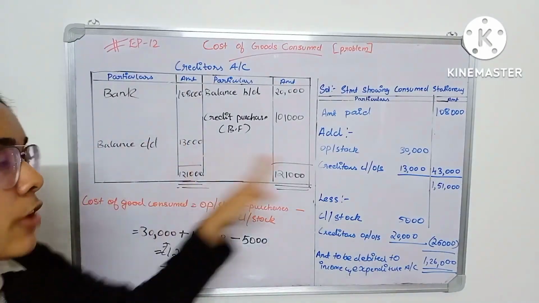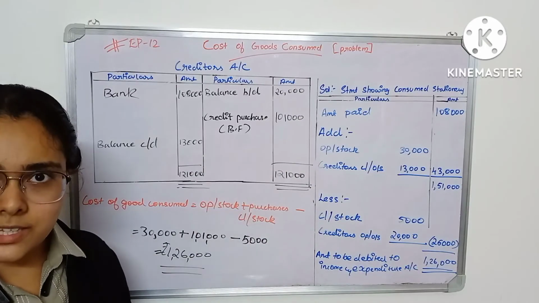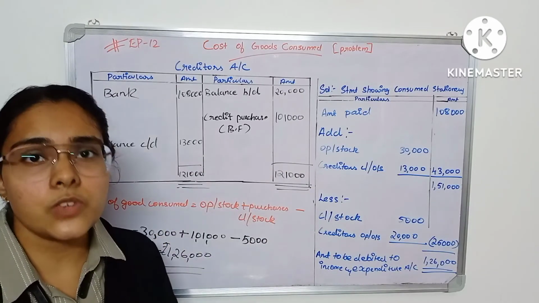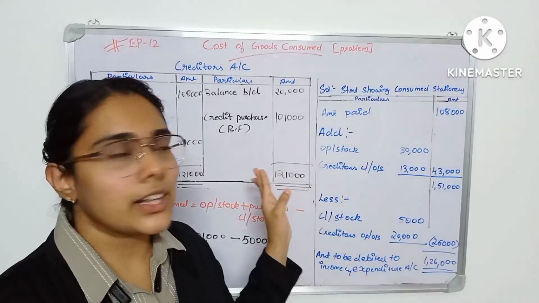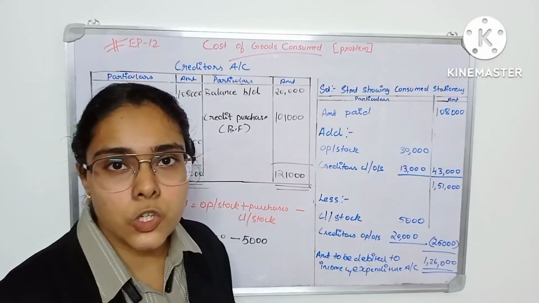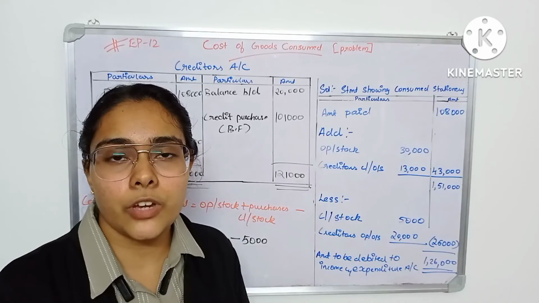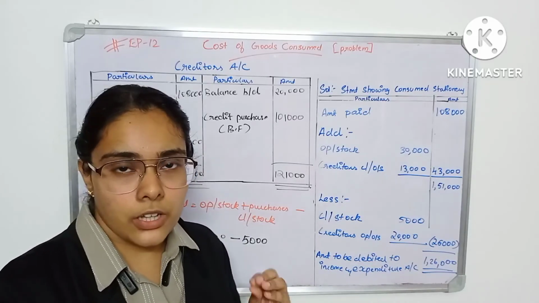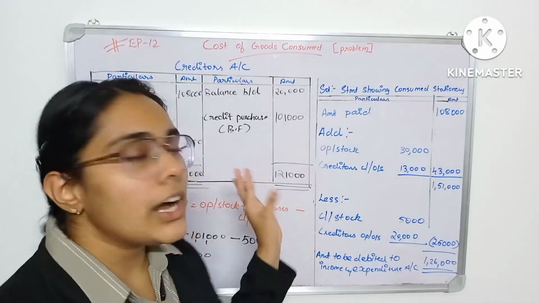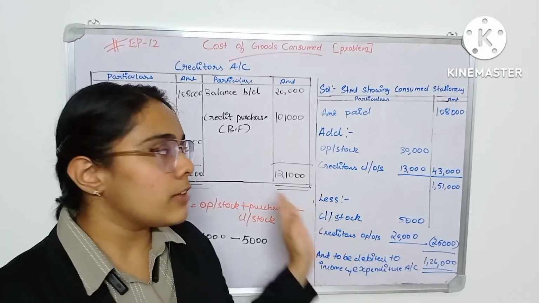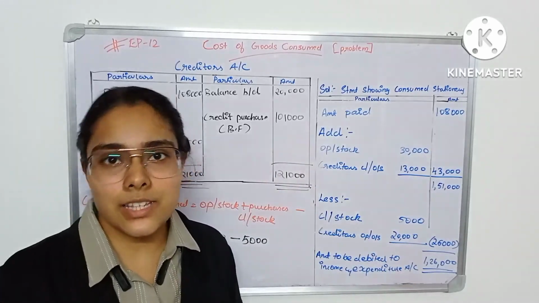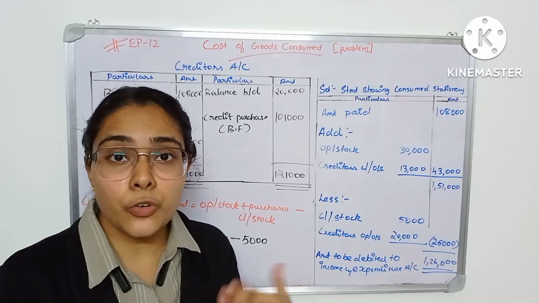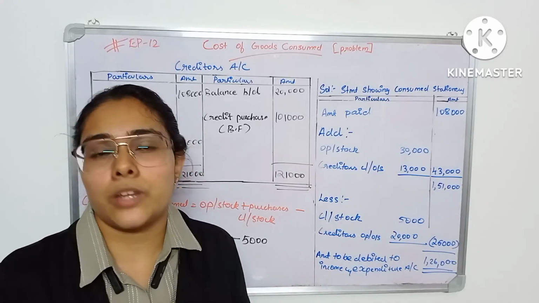So in either case you will get the same answer. Now you can decide which method to follow. This is an important topic, finding the cost of goods consumed. You will get an adjustment in the long answer question, that's for sure. So please understand this and study. You can follow either method and you will get the correct answer. Whichever you find easier, you can follow that method.